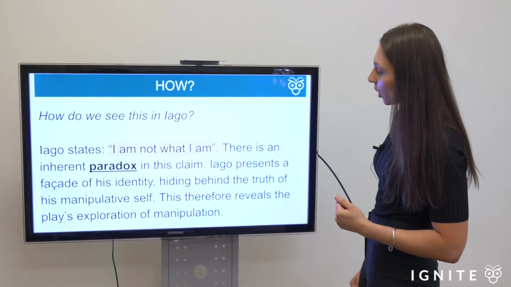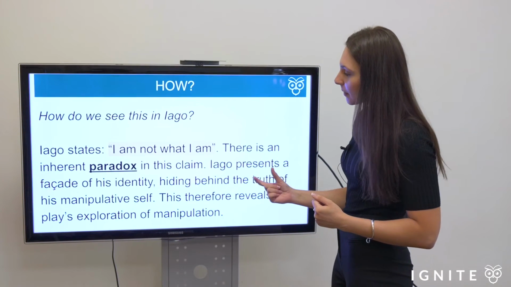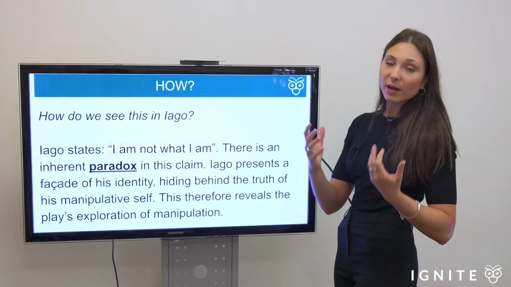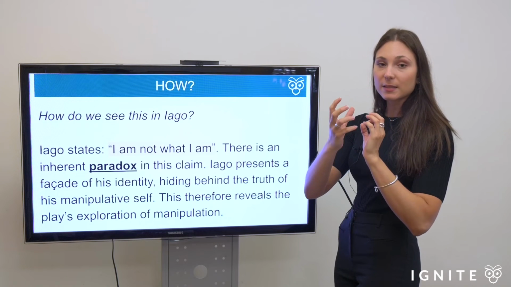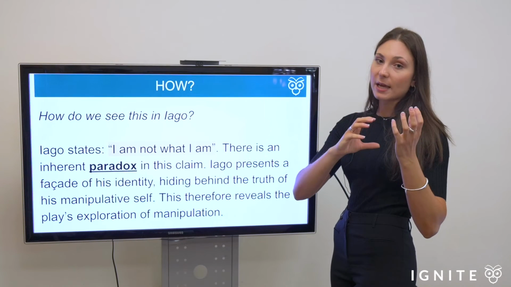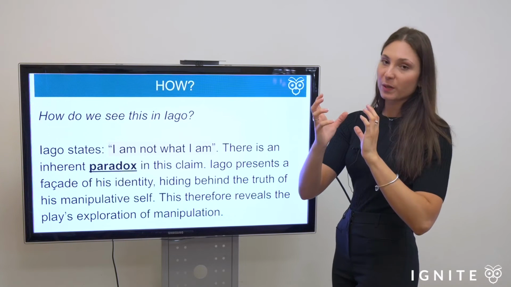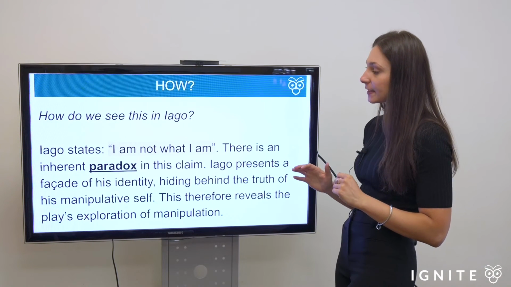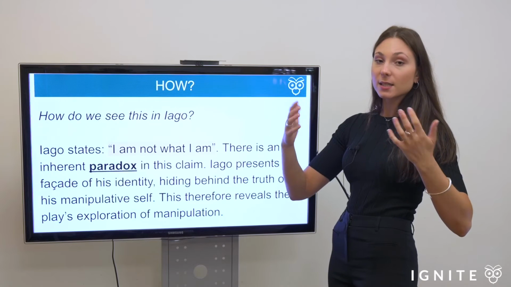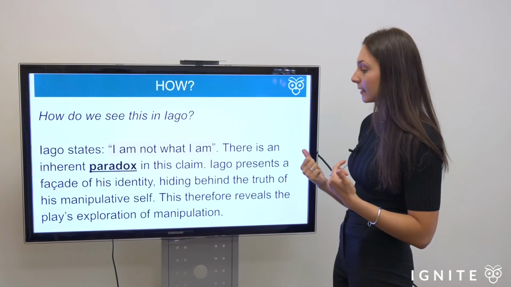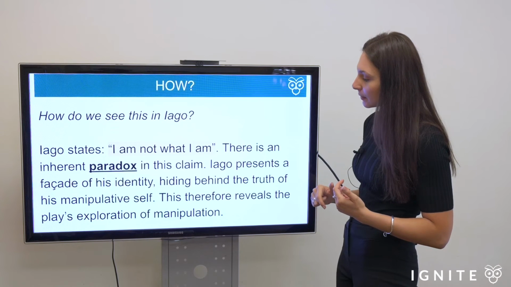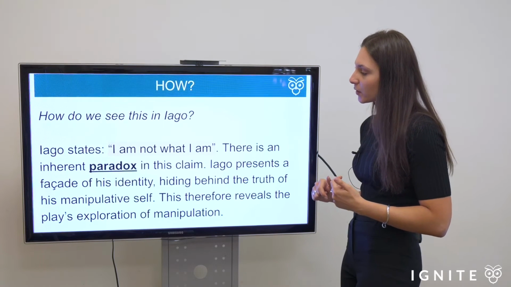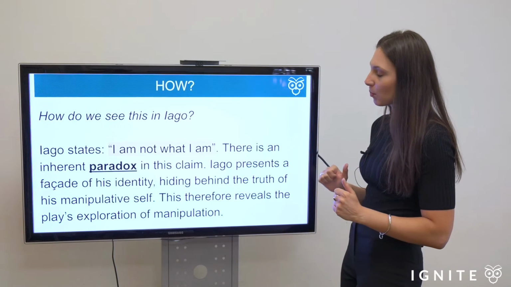Iago states, "I am not what I am." Now, in that statement, there is what we call an inherent paradox, right? A paradox is where 2 opposing ideas are placed within direct proximity. So he says, "I am not what I am." There is a clear tension between those 2 phrases, which renders them paradoxical. So Iago presents a facade, meaning a front, an illusory presence of his identity, hiding behind the truth of his manipulative self. This therefore reveals the play's exploration of manipulation. So that is like one little evidence sequence that you could pop into your paragraph.